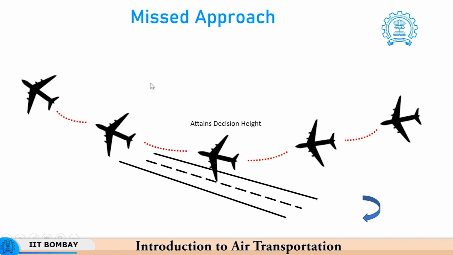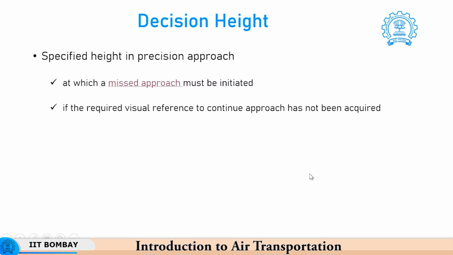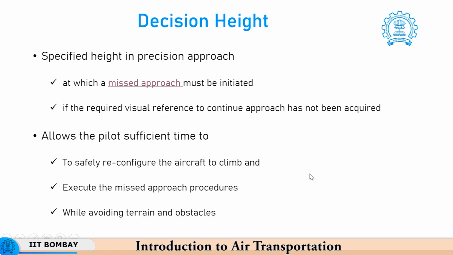Now, what is a missed approach? In a missed approach, the aircraft comes into land, it attains a decision height and then decides not to land, but continues ahead by missing the approach. This is the missed approach. Now, the decision height allows the pilot sufficient time to do three things: to safely reconfigure the aircraft to climb, to execute the missed approach procedures, and while doing it, to avoid the terrain and obstacles.